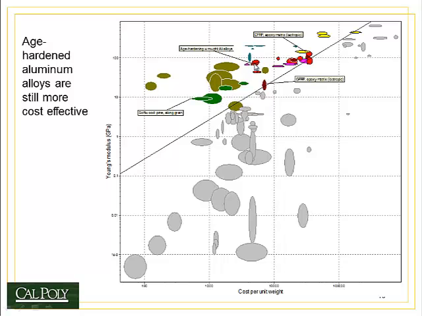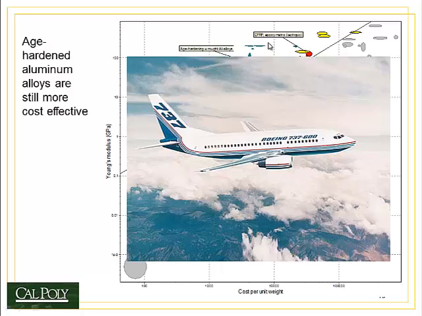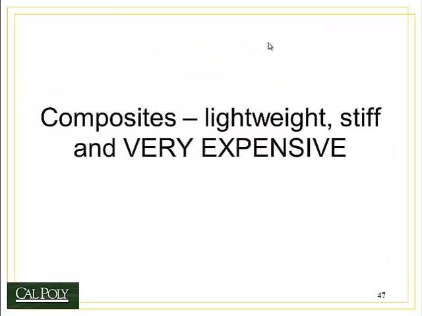So if we wanted to make a cheaper airplane, we'd want to make it out of aluminum. And in fact, most of the airplanes in commercial service today are made out of aluminum.